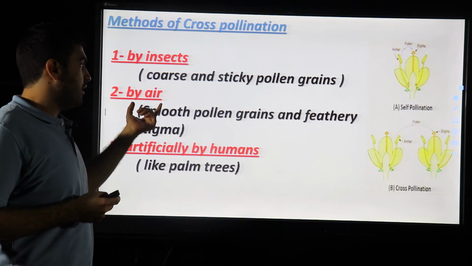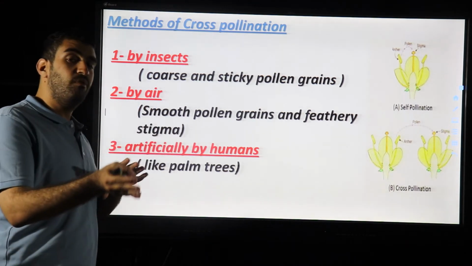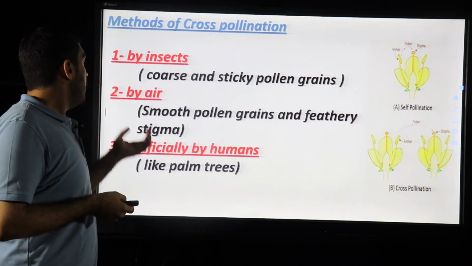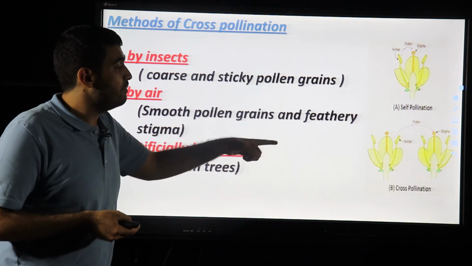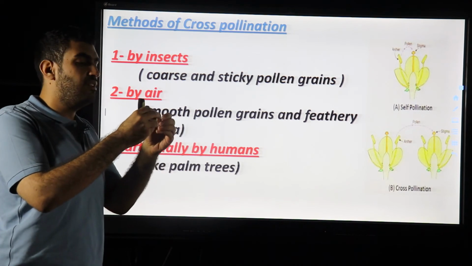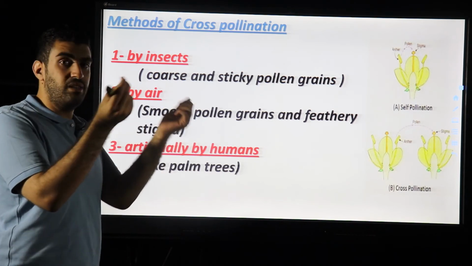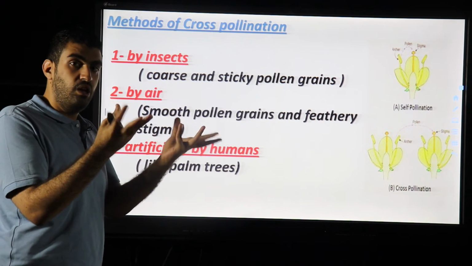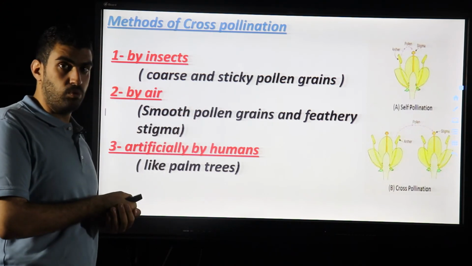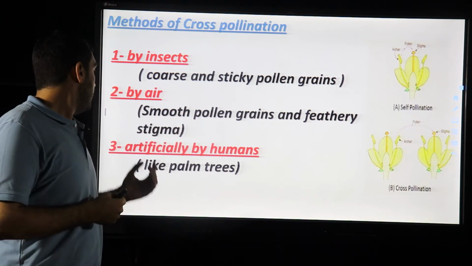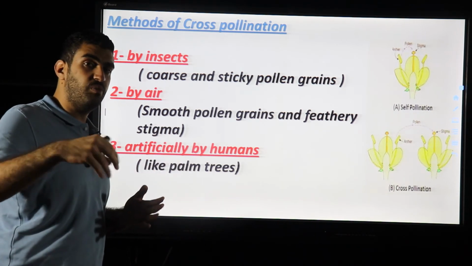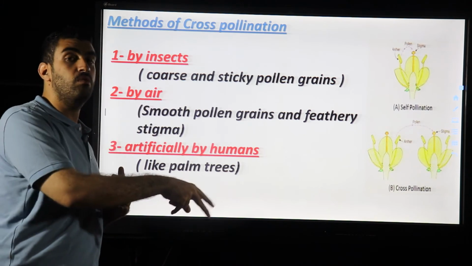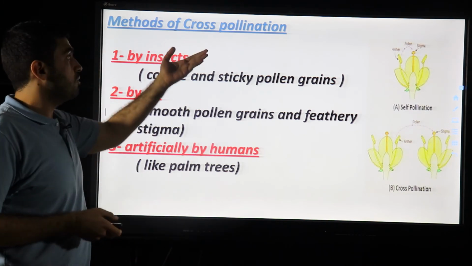Number two, by air. The pollen grains may move from plant to plant by air. The pollen grains must be smooth, and the stigma must be feathery. Feathery means it goes outside the flower and it's like a feather to filter the pollen grains from the air. Number three, artificially by humans. We can take the pollen grains by our hands from one flower to another. Three ways for cross-pollination.